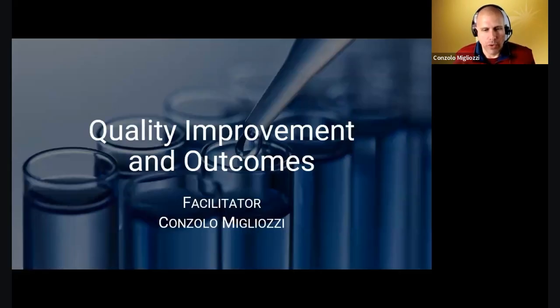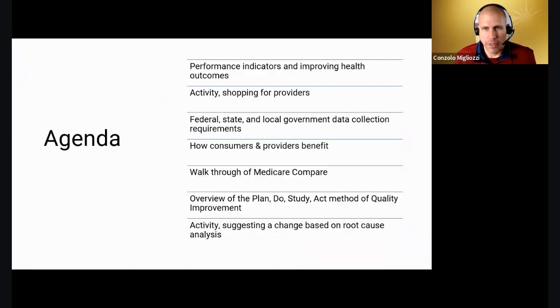Okay, we're recording. So we're going to look at quality improvement and outcomes. For an agenda, we'll look at performance indicators and improving health outcomes. Again, a lot of the stuff you guys are familiar with, just maybe different ways of saying something you've been doing. There's a little activity, as if we're in a grocery store shopping for healthcare providers. And we'll look at federal, state, and local government data collection requirements, and how consumers and providers benefit from quality improvement.